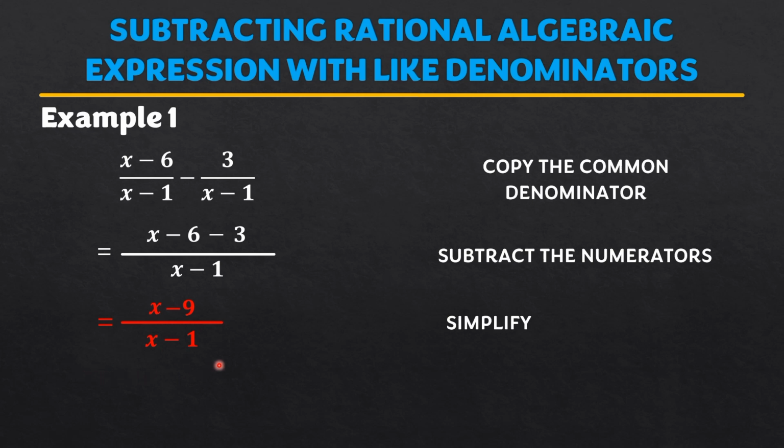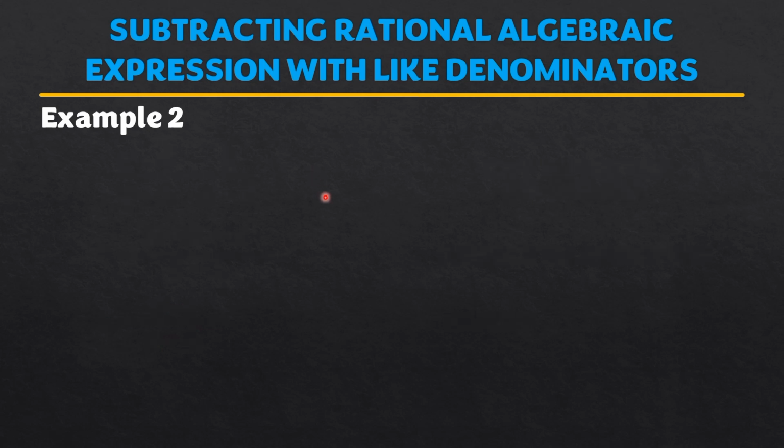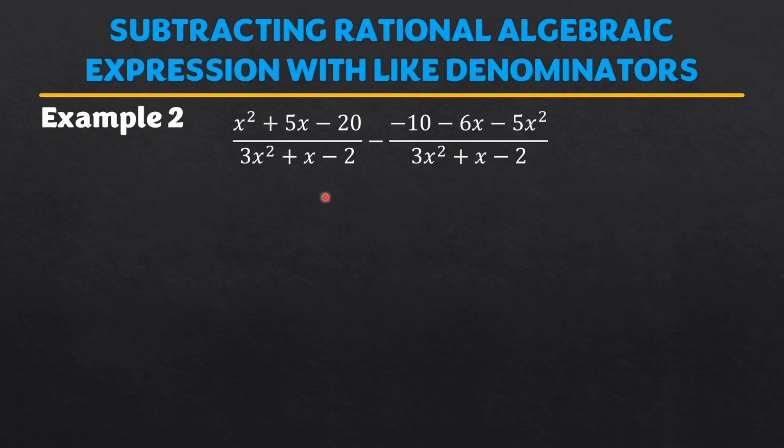Let's have another example. In example number 2, we have x squared plus 5x minus 20 over 3x squared plus x minus 2 minus negative 10 minus 6x minus 5x squared over 3x squared plus x minus 2. So the first thing we're going to do is to copy the common denominator 3x squared plus x minus 2 and then subtract the numerators. So we have x squared plus 5x minus 20 minus negative 10 minus 6x minus 5x squared.